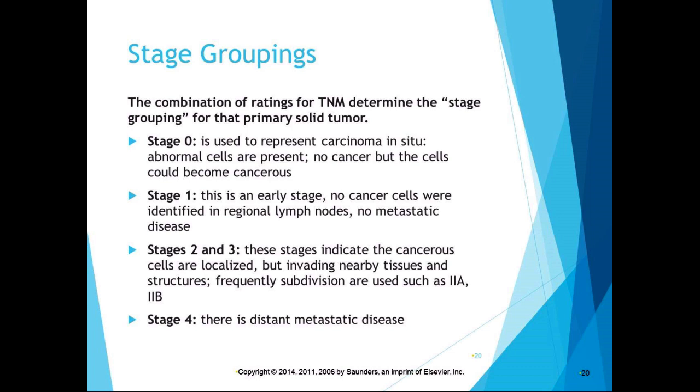In stages 2 and 3, the cancer cells are localized, but they are invading nearby tissues and structures. And there are divisions of 2 and 3, like 2A and 2B, and we're not going to go into detail on that. Stage 4 means there's metastatic disease. The cancer has spread to distant areas of the body.